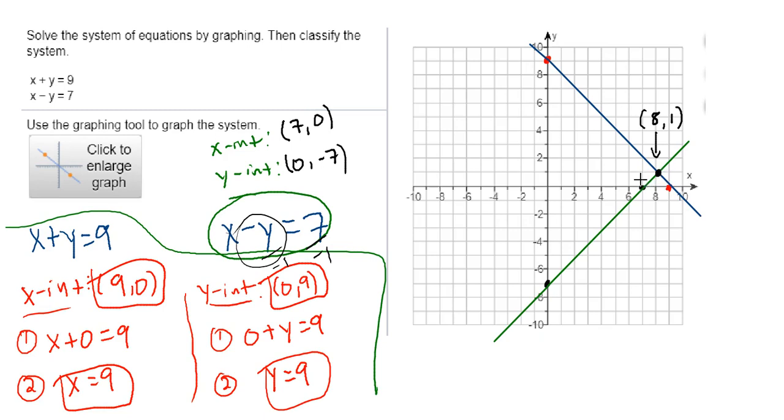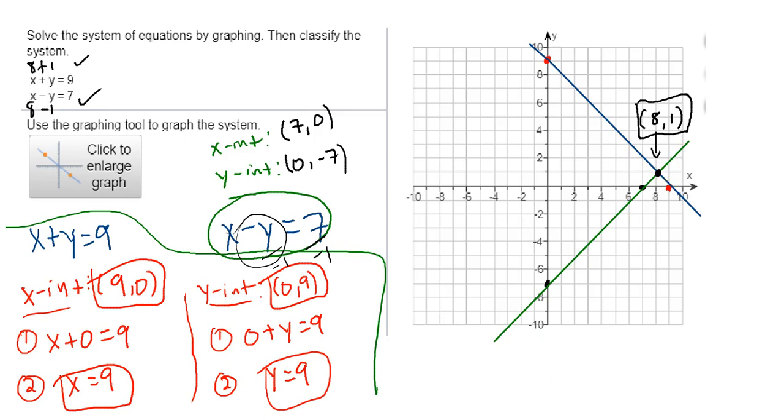And we can check to see if our assumption is correct, because this point, if it is the solution, should satisfy both of these equations. So we could plug that point into both the equations to make sure it works. If I plug in 8 for x and 1 for y, I get 8 plus 1 here, which is 9. And if I plug in 8 for x and 1 for y here, I get 8 minus 1, which is 7. So that is indeed the solution to this system of equations. So the solution is 8 comma 1. It's where the two lines cross each other.